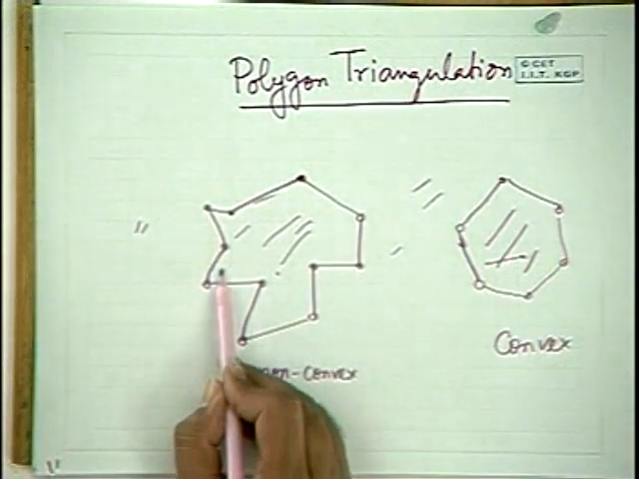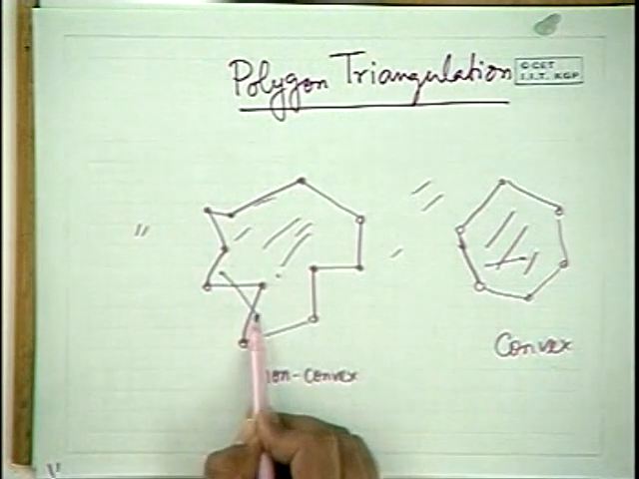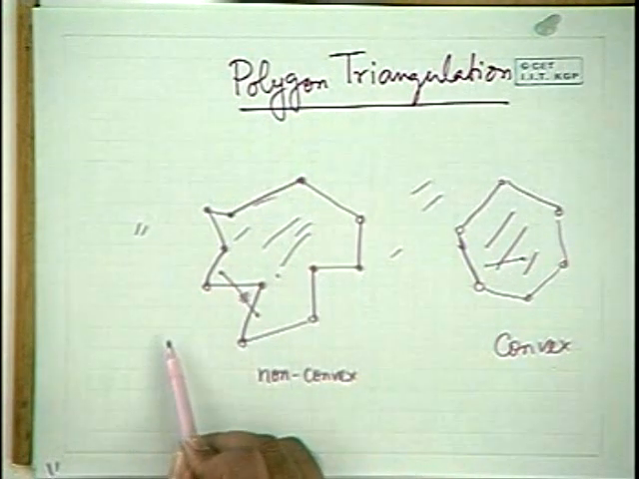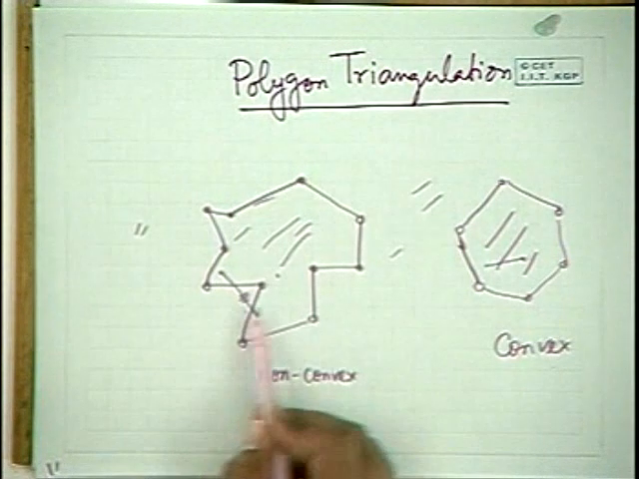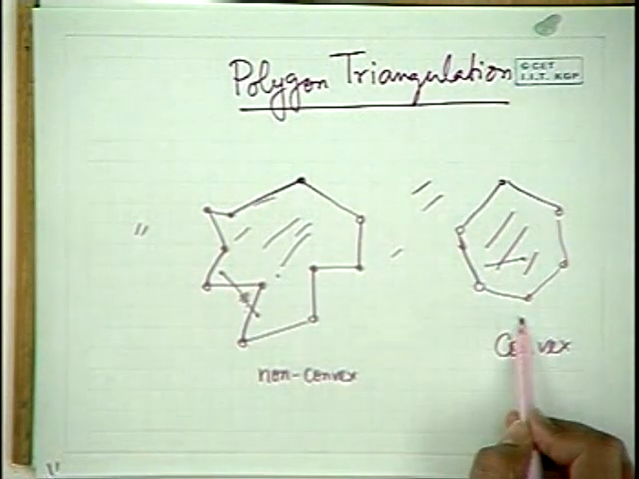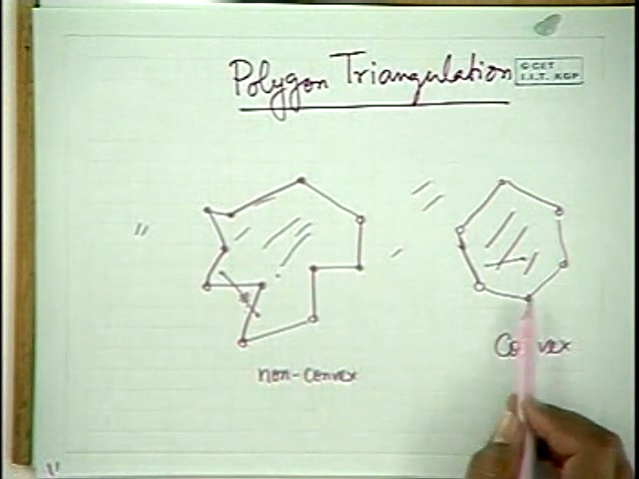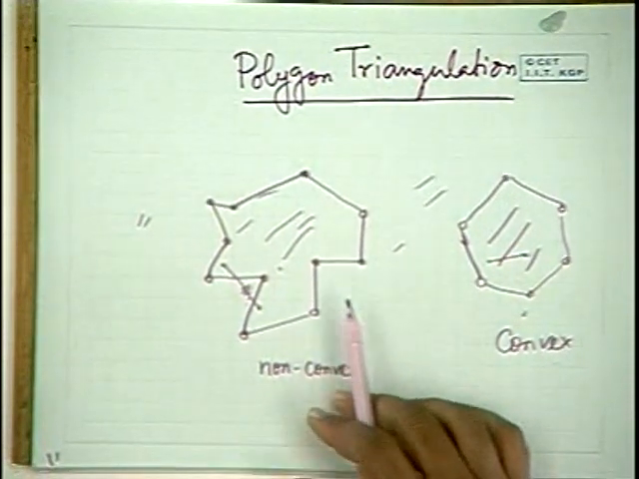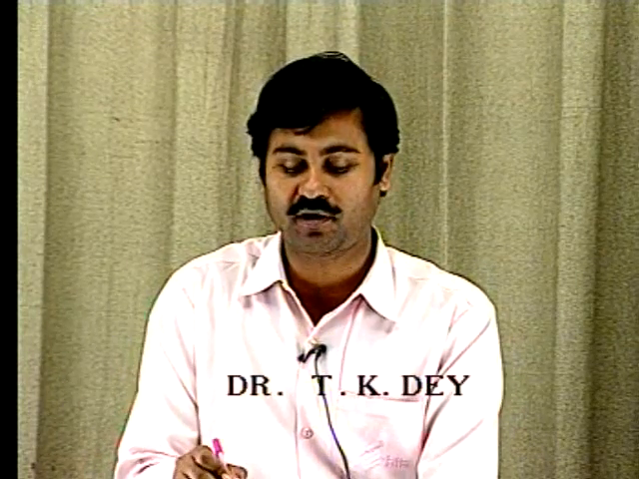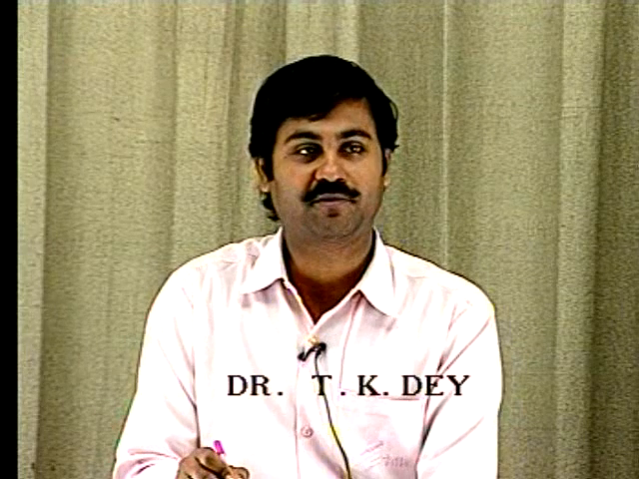Like here, if I take this point and this point, in this case this line segment does not lie totally inside the polygon. So this is a non-convex polygon, but this case will not happen in this figure. So this is a convex polygon. Now the triangulation algorithm we will look into, actually in the book it has been given to work on convex polygons only, but we will see that we can easily make it work also on non-convex polygons, and we will do it because this is the more general case. So this is the notion of what is a convex and non-convex polygon.